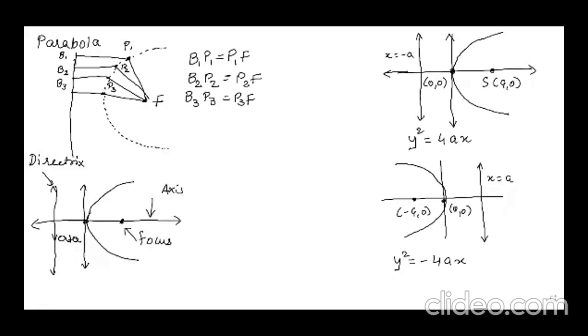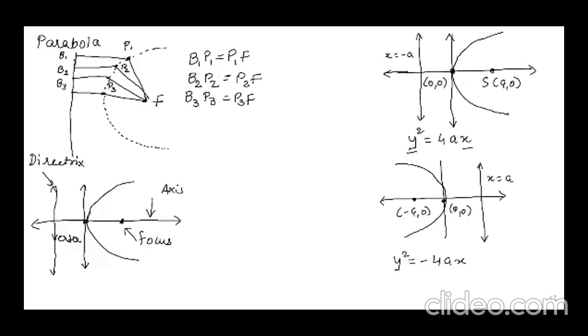Here you can see that we have two variables x and y, and you can see that the power of x is 1 in both the cases, and that's why we will take a trick that if the power of x is 1, then it will open towards the x-axis, that is, the axis of parabola will be x-axis. So you can understand that one more curve will be there, which will open towards the y-axis. In that case, we will take the equation as x square is equal to 4ay. In that case, the power of y will be 1. So this is the trick or tip to know where the parabola will open.